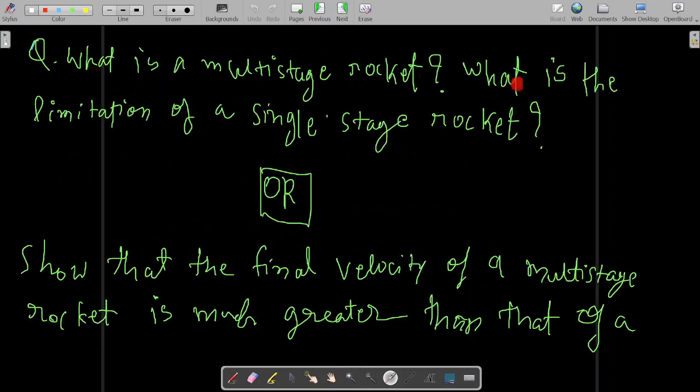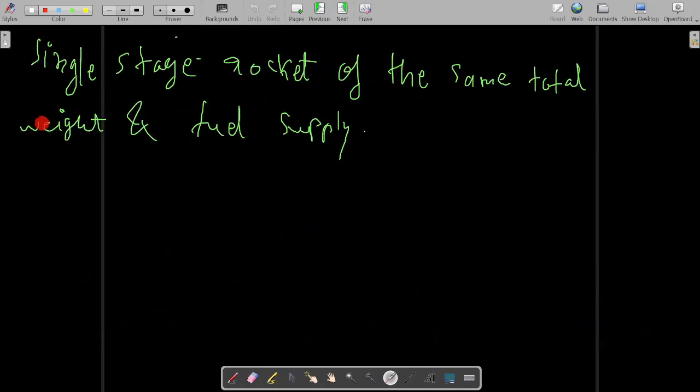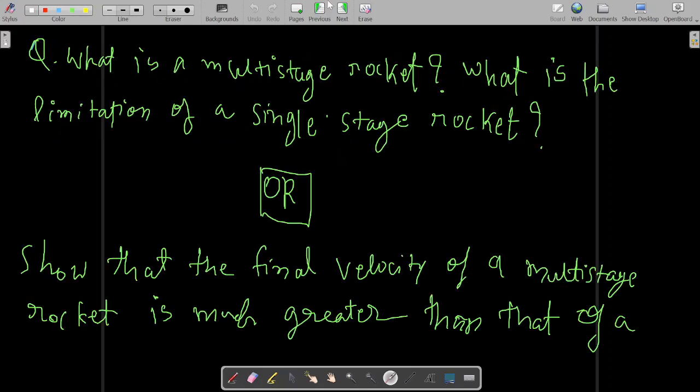What is a multi-stage rocket? What is the limitation of a single stage rocket? Let us see this question. What is a multi-stage rocket? What is the limitation of a single stage rocket? Or the question can also be asked like this, that show that final velocity of a multi-stage rocket is much greater than that of a single stage rocket, okay, of the same total weight and fuel supply. So what it means is that there is a single stage rocket. Now what is a multi-stage rocket?